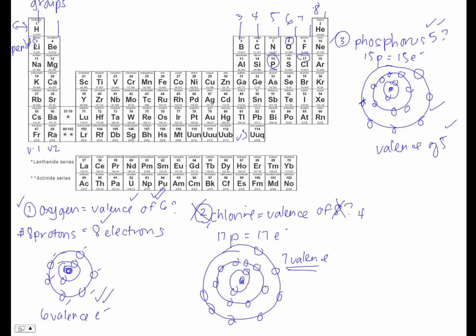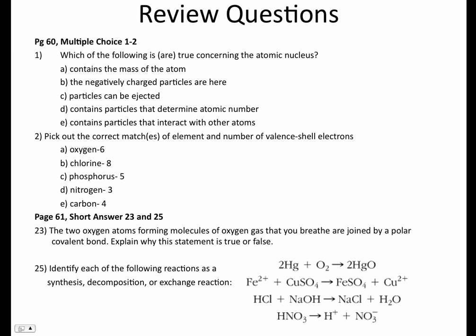Okay. Quick check. Number 4, nitrogen is asking, does it have a valence of 3? No, nitrogen, we are in group number 5, so we already know that's going to be wrong. 5, carbon, does it have a valence of 4? And we are correct. Okay. So number 1, 3, and 5 should be true. Those are all correct.